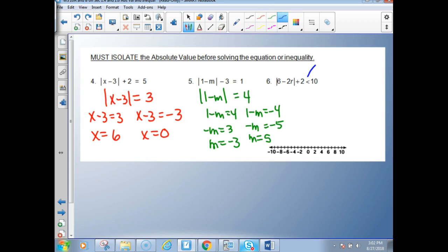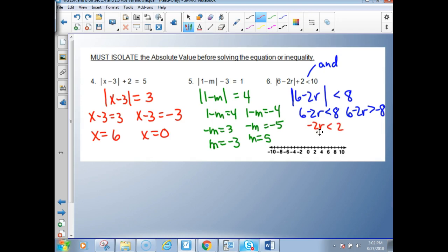This one is an inequality. It has a less than symbol. It's an and. But first, subtract 2. Still have my absolute value bars. I'm subtracting 2 to get 8 on the right. Now I can drop the bars. 6 minus 2 times r is less than 8. 6 minus 2 times r is greater than -8. Subtract 6. We get -2r is less than 2. Divide by -2, and don't forget, flip the sign. r is greater than -1.